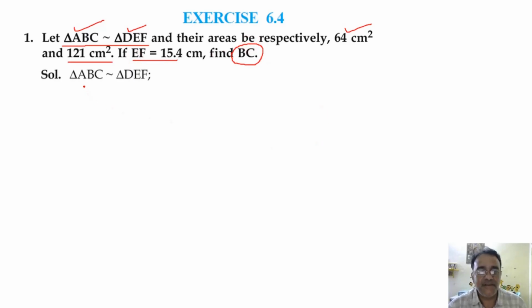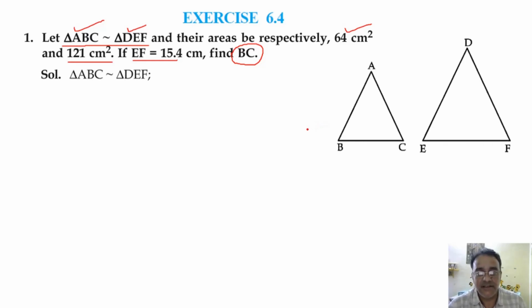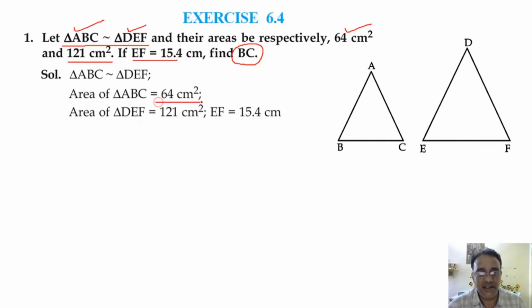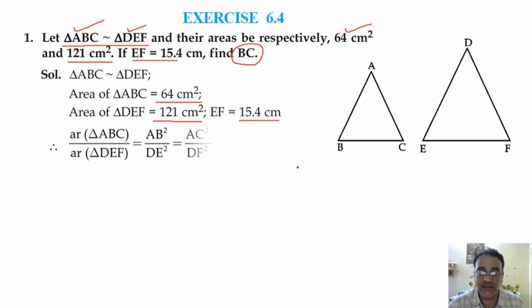Okay, so what is given is that the two triangles are similar. So by that theorem, the ratio of areas of two similar triangles is equal to the ratio of the squares of their corresponding sides. So suppose these two triangles are similar. Area of triangle ABC is given as 64 centimeter square. Area of triangle DEF is given as 121 centimeter square, and EF is given as 15.4 centimeter. And by using that theorem, we are getting this result. Now we'll substitute the values of these two and EF, and we will find BC from this.